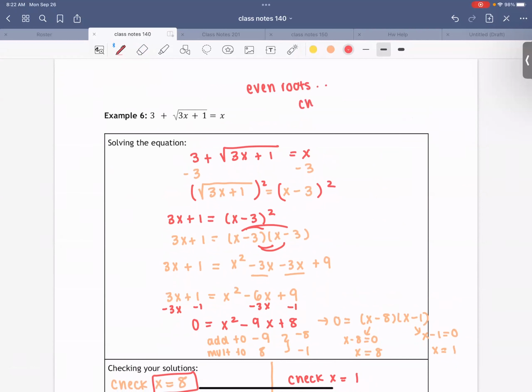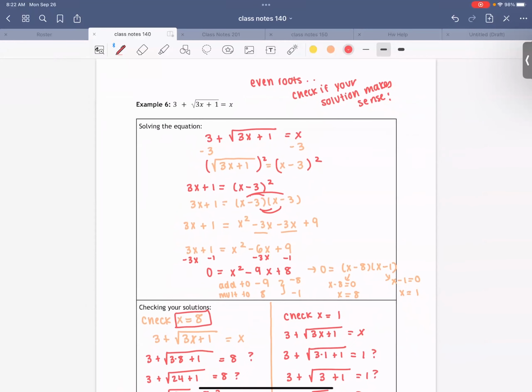So with even roots, you have to check if your solution makes sense. Now, the best practice for me is I always like to check my solutions make sense, but especially with the even roots, you do, because there is a chance that you essentially change your equation. You change the domain of your equation when you take the square of both sides. And sometimes your answers might not work out. So make sure you double check. Okay. Any questions on 6?